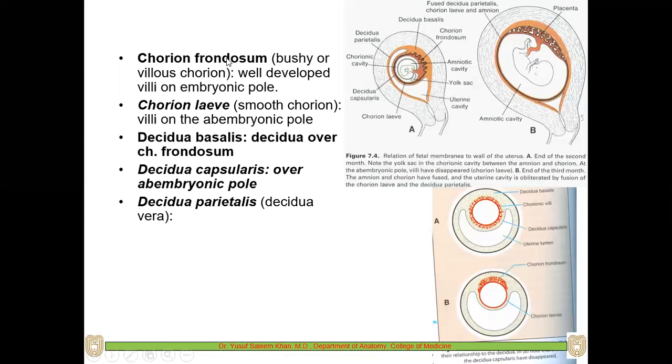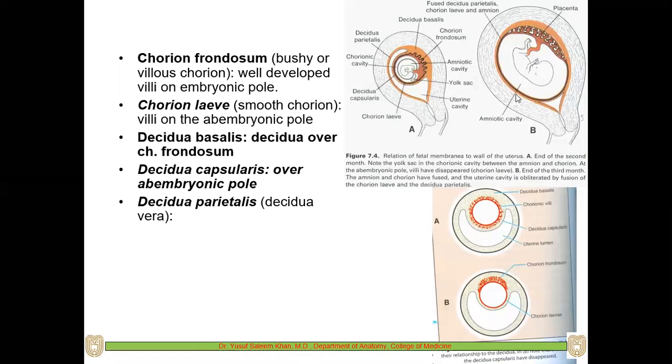So there are two chorions: the chorion frondosum, with finger-like projections, and the chorion laeve, where they disappear. Chorion laeve will be present here, where the villi are leaving. Then the decidua basalis is where the chorion frondosum is. Then a part of the decidua covering the whole of the fetus forms a capsule. This is called the decidua capsularis, and the remaining part of the endometrium in the uterine cavity is called the decidua parietalis.